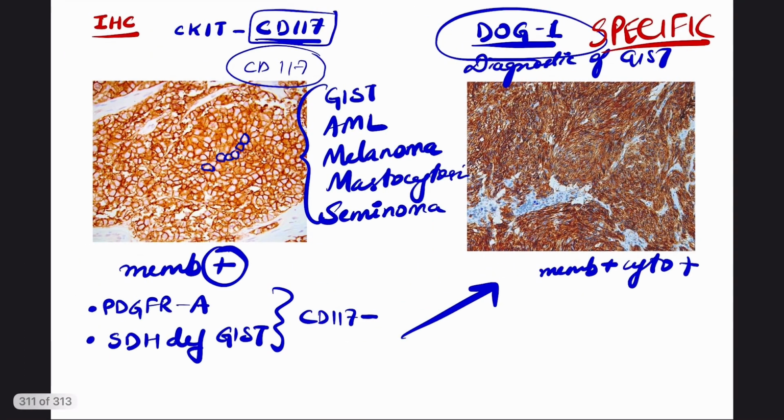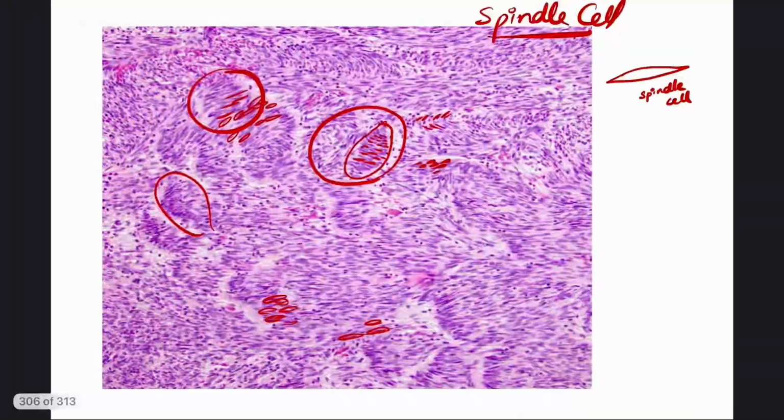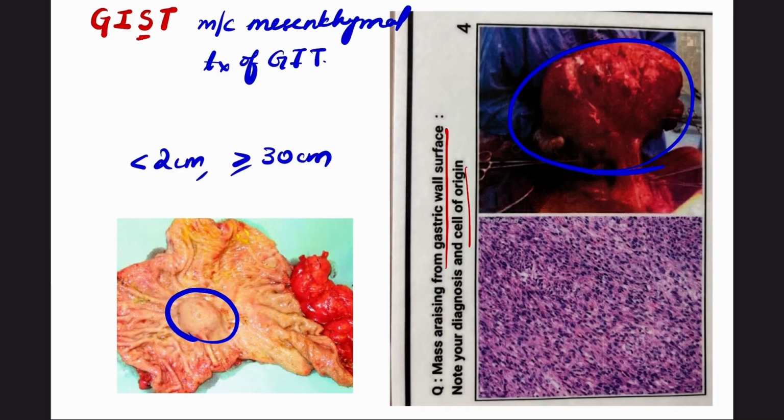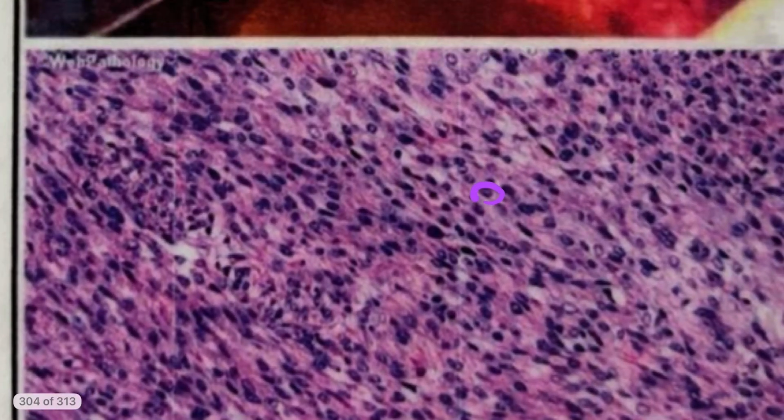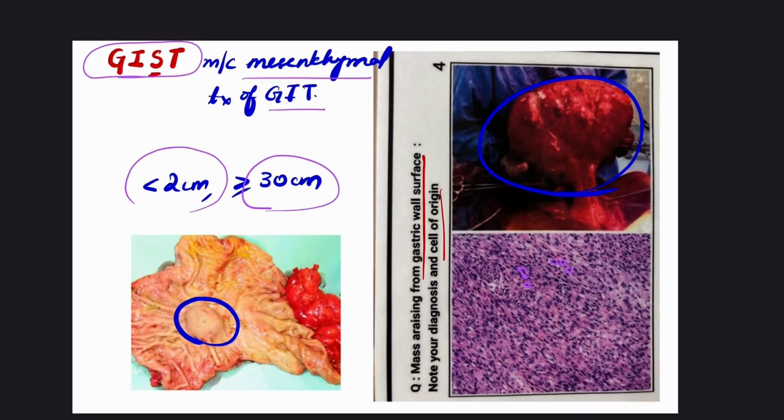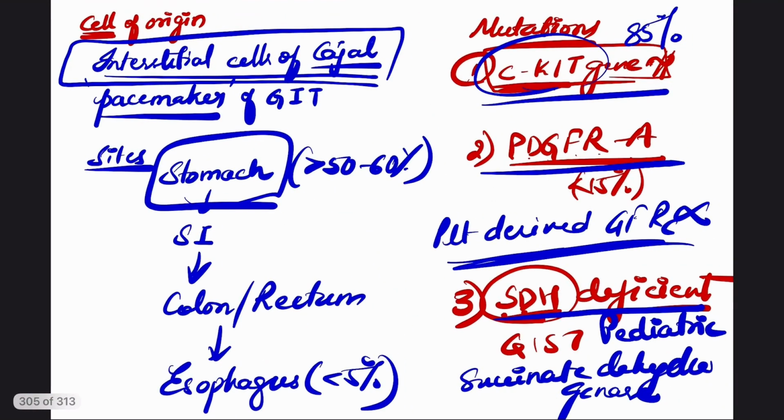So let us summarize. Gastrointestinal stromal tumor is the most common mesenchymal tumor of the GIT; stroma means mesenchymal. Size ranges from small to very large, and you can see two populations: epithelioid, round cells, and spindle cells. So I call it a mixed type variant. The cell of origin is the interstitial cells of Cajal, the pacemaker cells. The most common site is the stomach. The most common mutation is c-KIT, a tyrosine kinase receptor. Mutation of it leads to uncontrolled cell growth.